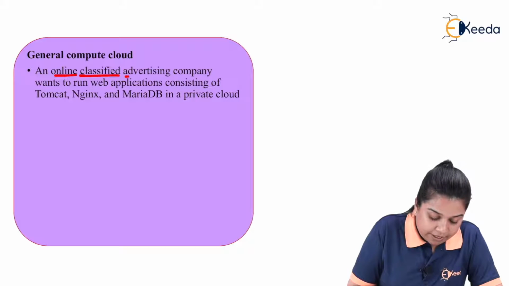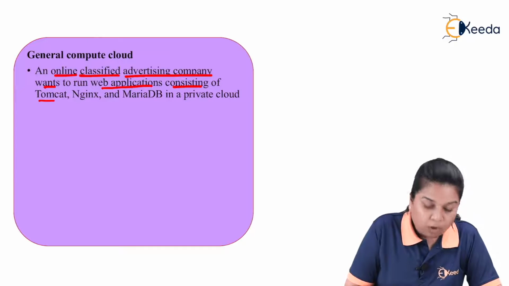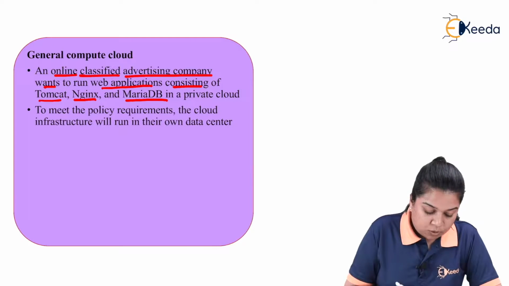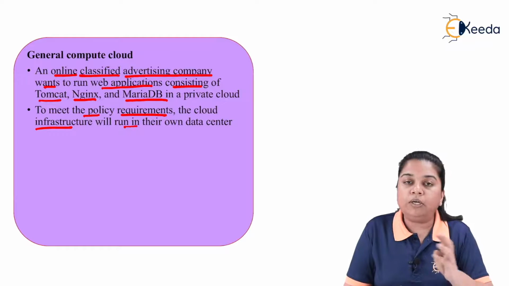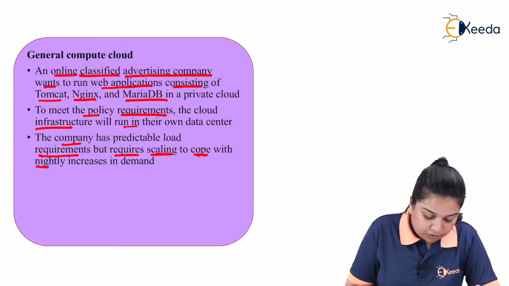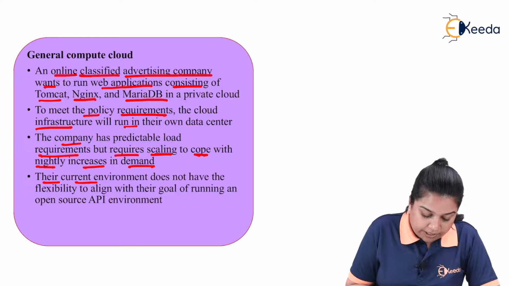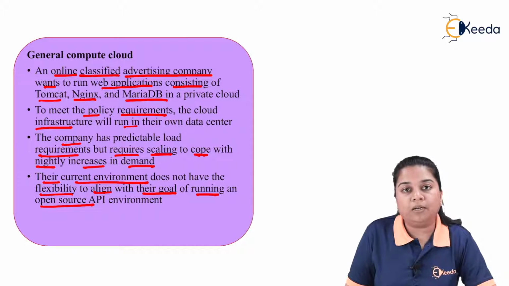An online classified advertising company wants to run a web application consisting of Tomcat, Nginx, MariaDB in a private cloud. So, to meet the policy requirements, the cloud infrastructure will run in their own data center. The company has predictable load requirements but requires scaling to cope with nightly increases in demand. Their current environment does not have the flexibility to align with their goal of running an open source application programming interface environment.